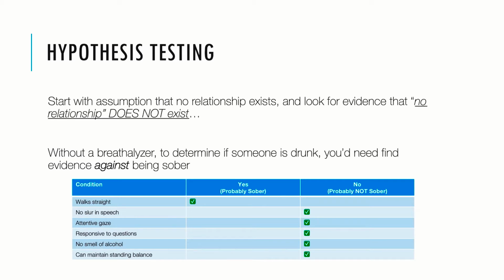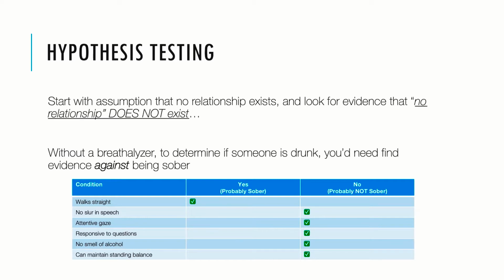Let's say we were trying to test if somebody's drunk, but we didn't have a breathalyzer. How would we do that? Well, there are a lot of signals of somebody being drunk, right? A lot of us can think of it. Oftentimes you can just smell the alcohol on somebody, but there are a lot of different signals of whether or not somebody's drunk. Here I have a couple.